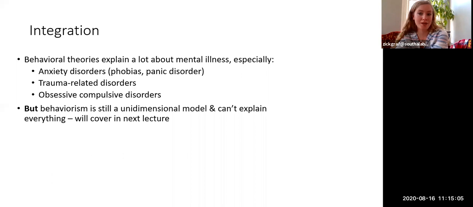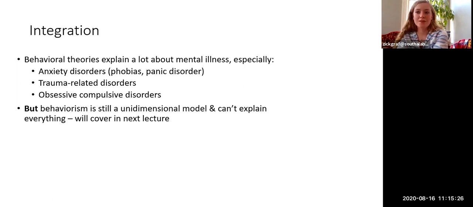So behaviorism is really powerful in explaining human behavior. It's both a biological and a psychological theory, in that it has to do with both physiological reactions and mental processes. It sort of ties them together. So it's already moving towards integration, but it's unidimensional and there's other aspects to our modern understanding of psychopathology.